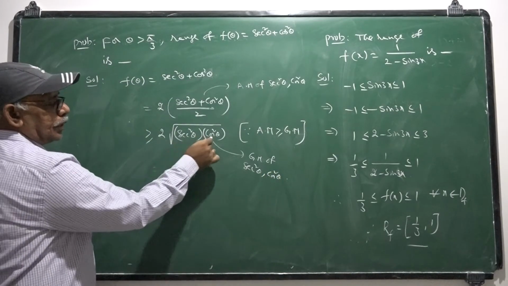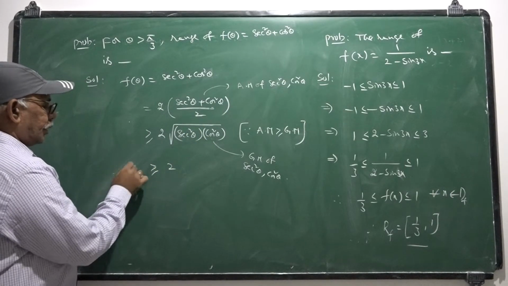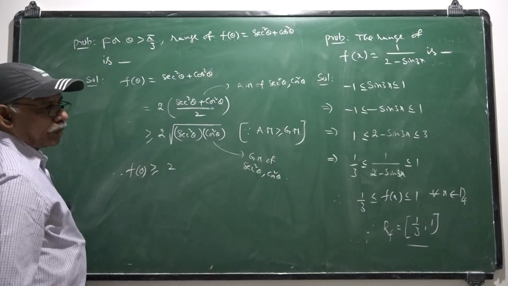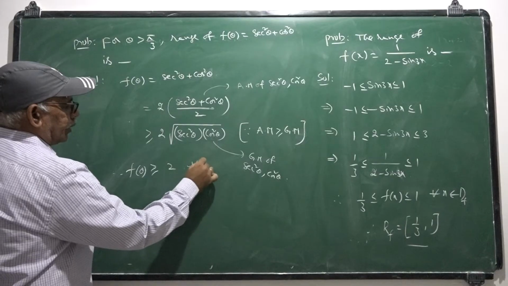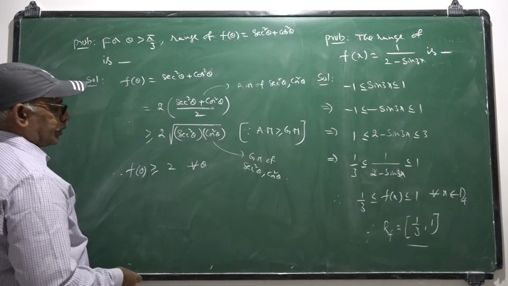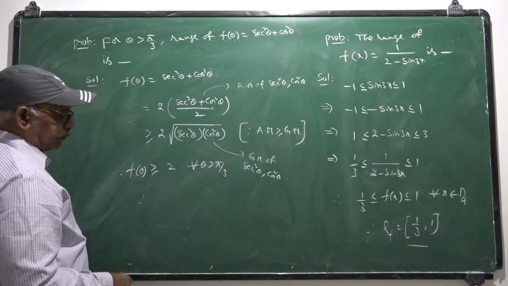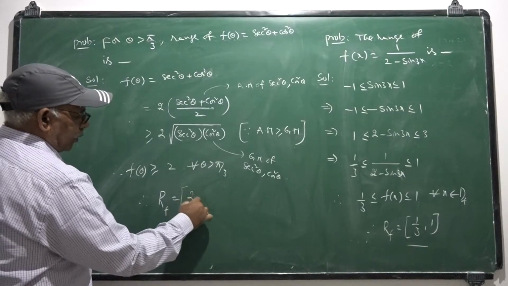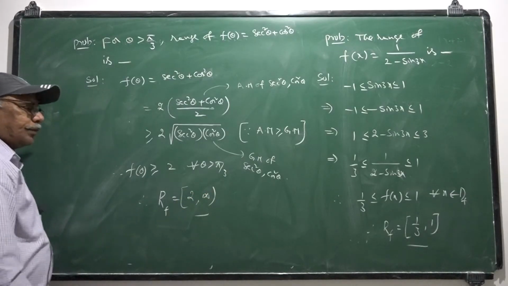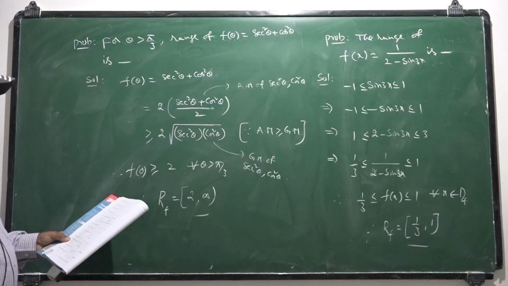But secant square theta into cos square theta is 1. Hence, f of theta is greater than or equal to 2. This is valid for all theta that belongs to the domain of the function. Greater than, of course, pi by 3. Hence, range of f here is 2 to infinity. The range of f is 2 to infinity.